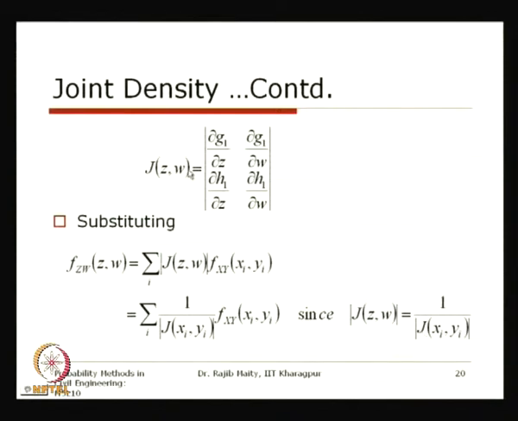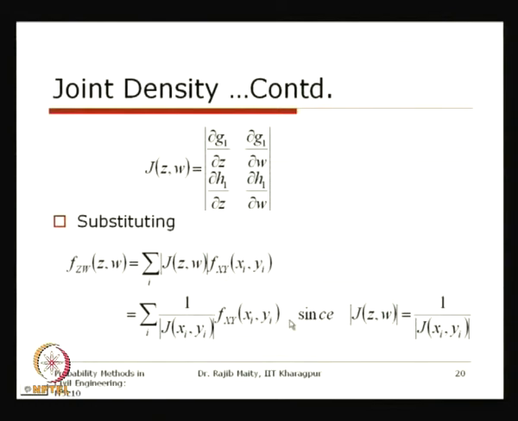So we got that this is the Jacobian, and again from the same equation, we are just putting that delta I divided by delta Z multiplied by delta W is replaced by this Jacobian to get that closed form. So this is the joint density between Z and W, which is nothing but the joint density of X and Y multiplied by its Jacobian, summing up for all the possible solutions, all the possible roots. And obviously we have to express X and Y, the joint density between X and Y, in terms of Z and W.